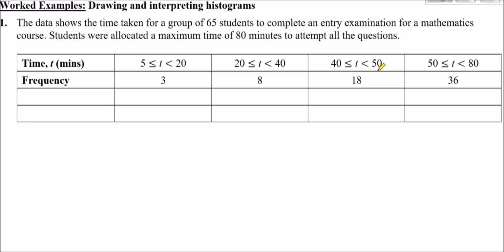Let's look at a worked example now. So drawing and interpreting histograms. So question 1, we've got some data below showing the time taken for a group of 65 students to complete an entry exam for a maths course. Students were allocated a maximum time of 80 minutes to attempt all the questions. So what we need to do first of all is to fill in these two missing rows. And so if we're talking about histograms, one thing we could do is work out the class widths. And the next thing we could work out is the frequency densities.